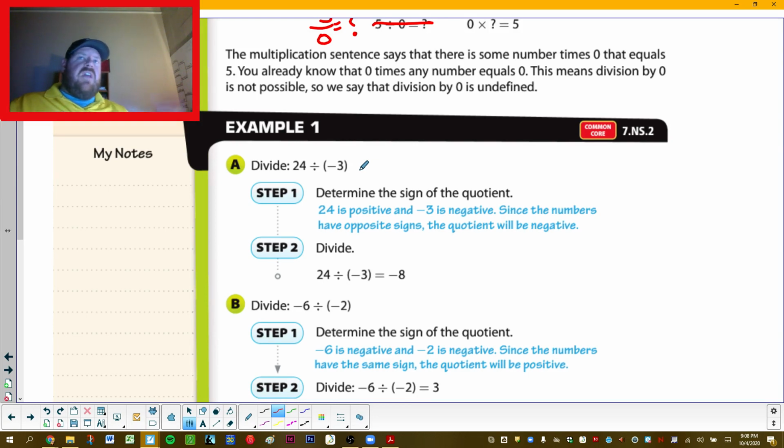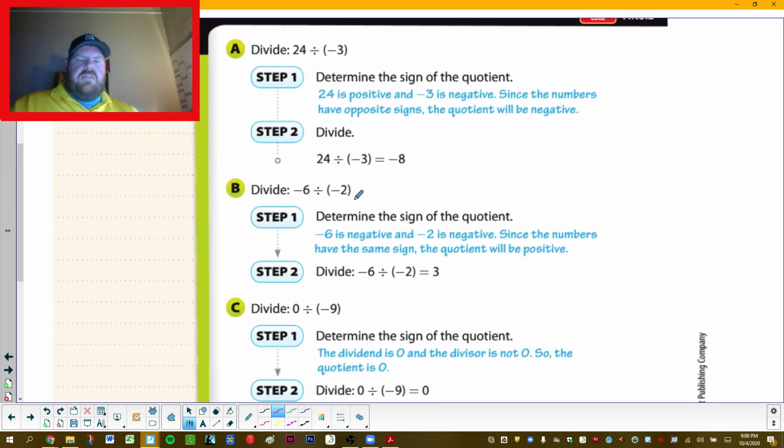If you have to think in the multiplication sense, which I'll probably say that I do more than knowing my division facts, I probably know my multiplication facts better. And so I kind of use that opposite there, and I think 3 times what is going to give me 24?